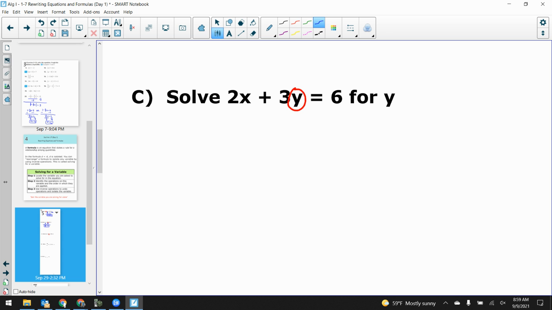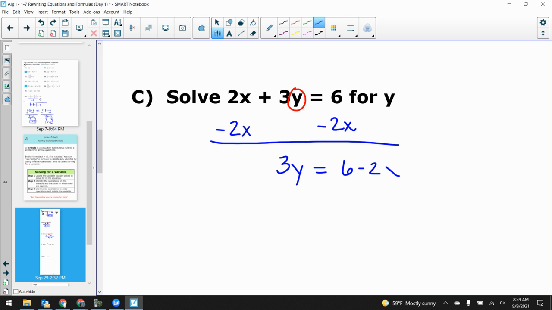Now remember, reverse order of operations. So I've got addition and multiplication. I have to undo my addition first. How do I undo addition? Subtraction. And what am I adding to 3y? I'm adding 2x, 2 and x. So I will subtract the whole chunk, 2 and x, and get that whole term over at the same time. It will go away on the left side, leaving me with just 3y on the left side is equal to 6 minus 2x. Can I make that like 4x? No, I can't do that. Those are not like terms. I cannot do that.